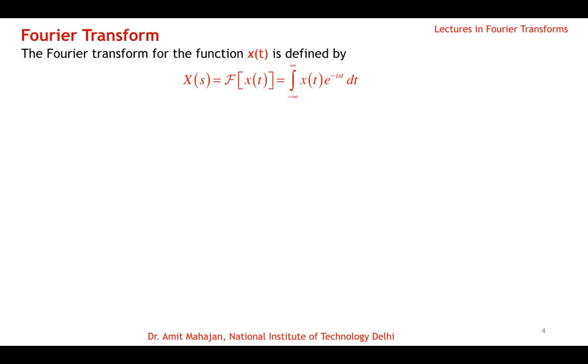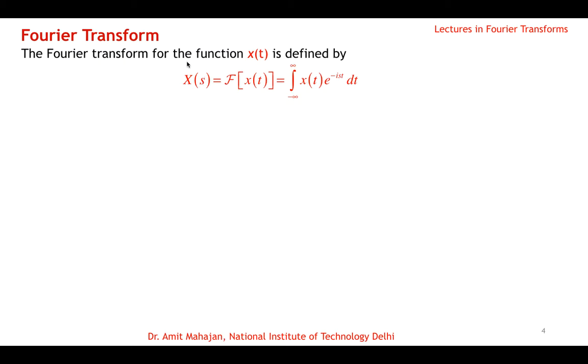So we define the Fourier transform mathematically now. The Fourier transform of the function x(t) is defined as the integral from minus infinity to infinity of the function x(t) times e to the power minus iota st dt. Then the Fourier transform we represent as X(s). If you integrate this with t, then we substitute the limits of t, and it will be a function of s, which we denote by capital X(s).